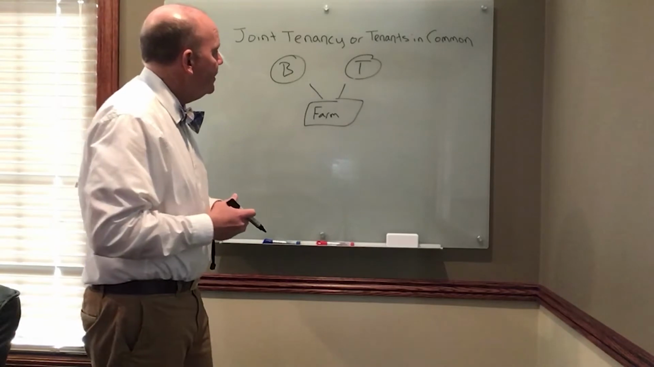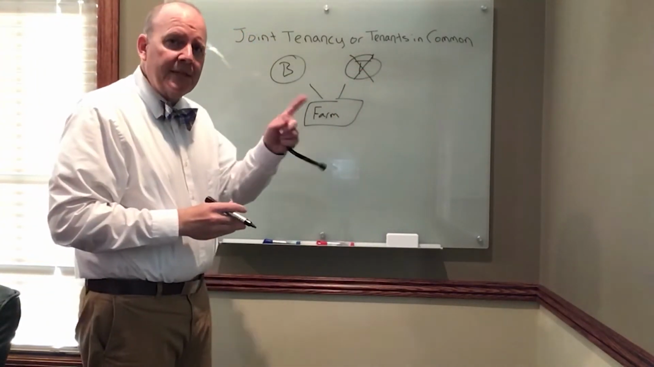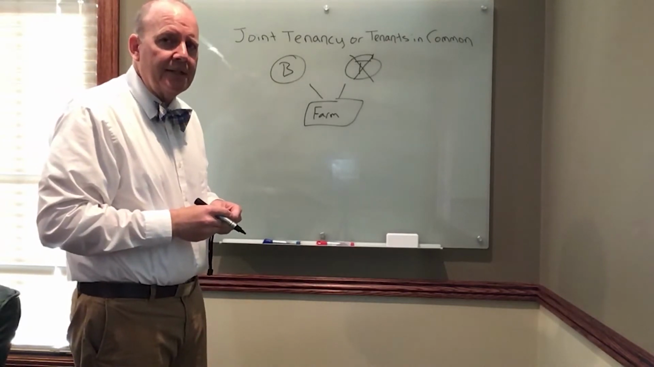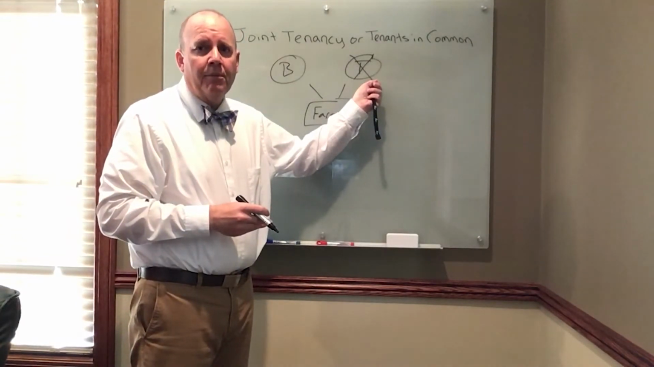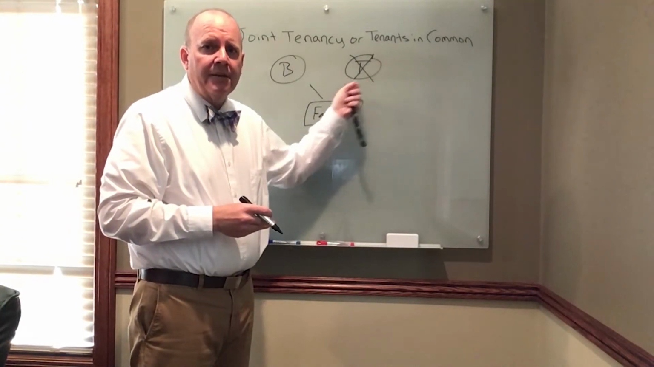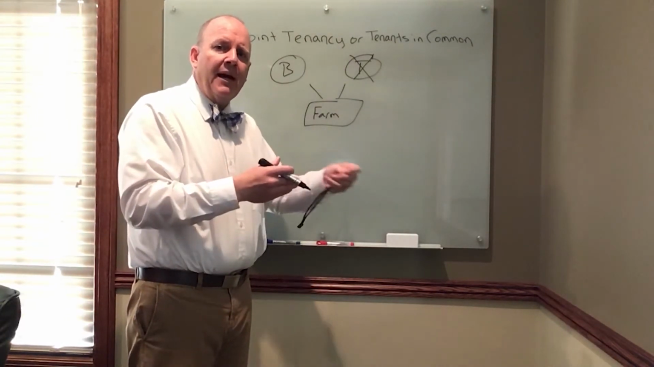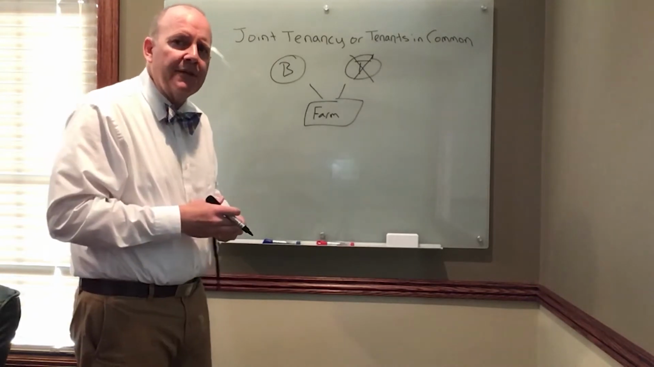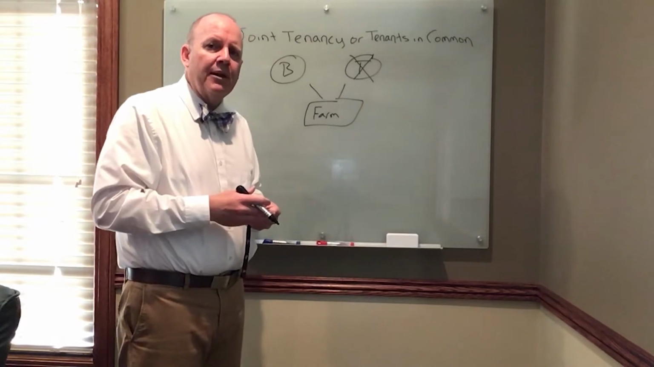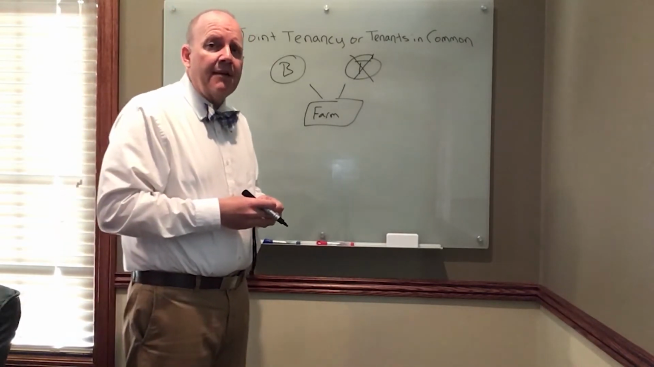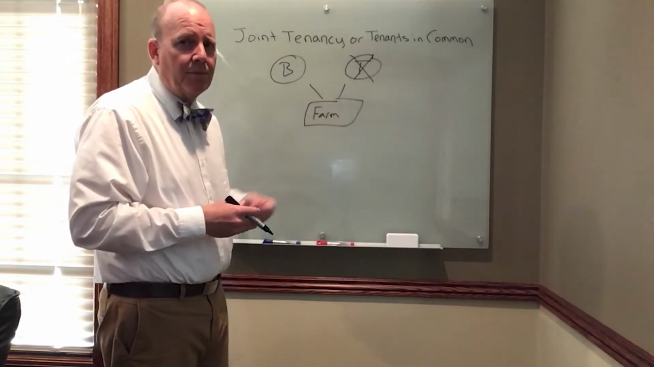So what happens if Tom passes away? Because it's tenants in common and not joint tenancy with rights of survivorship, the first thing that will happen is we'll have to go through a probate for Tom, and his half of the farm will have to pass through probate and either pass to his heirs or pass to his beneficiaries under a will, if he's done one of those, according to that probate process. Depending on the state, that may take quite a bit of time and may be quite expensive, but it will have to go through a probate process.